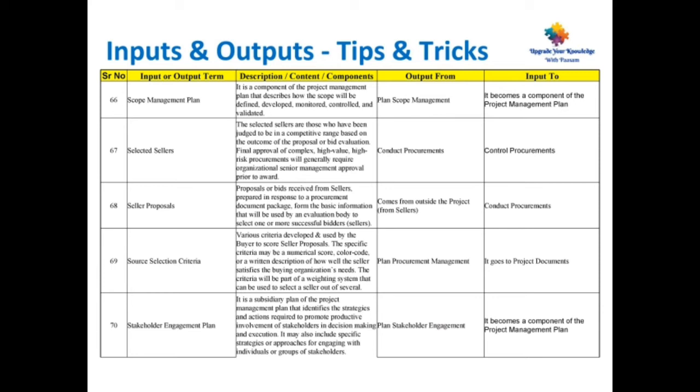Point number 70, stakeholder engagement plan. It is a subsidiary plan of the project management plan that identifies the strategies and actions required to promote productive involvement of stakeholders in decision making and execution. It may also include specific strategies or approaches for engaging with individuals or groups of stakeholders. This is output from plan stakeholder engagement and it becomes a component of the project management plan as input.